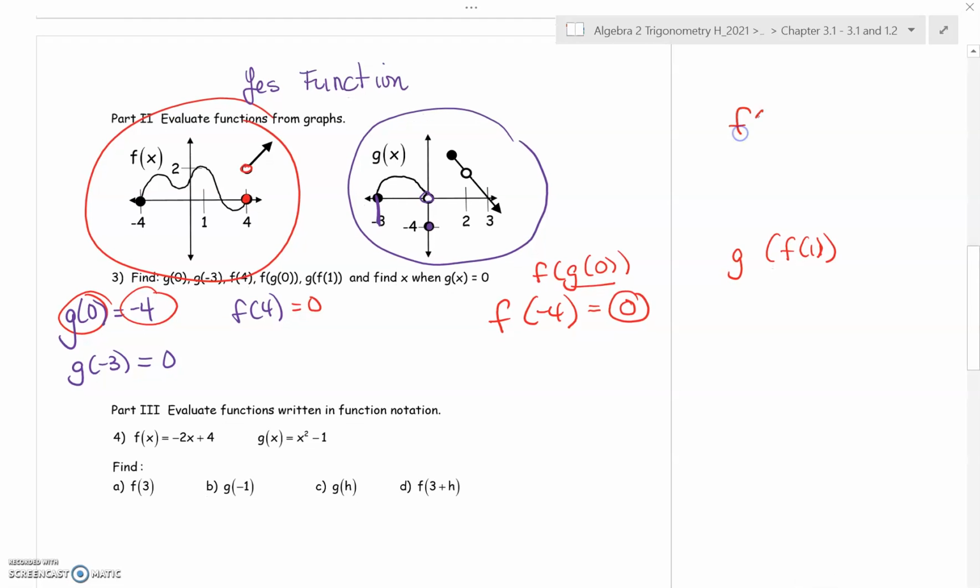Okay, let's see how you did. So first of all, if we look at the function f of x, when x is 1, y is 2. So f of 1 is 2. So now I can say, substitute 2 in for f of 1.